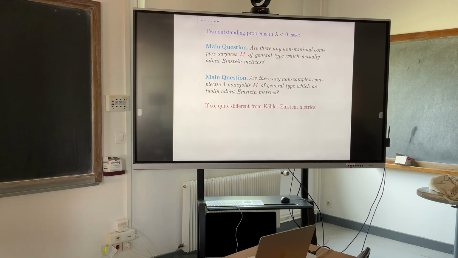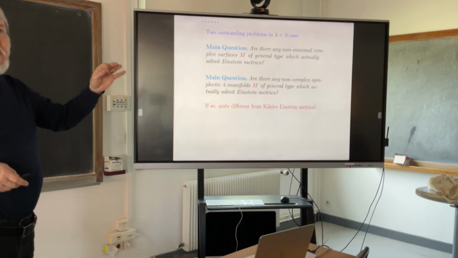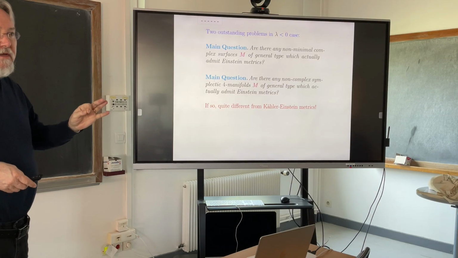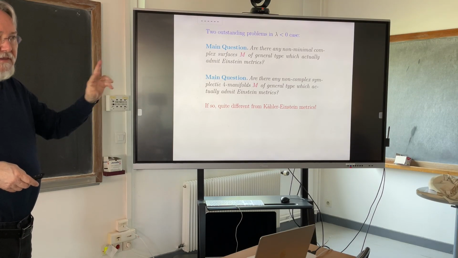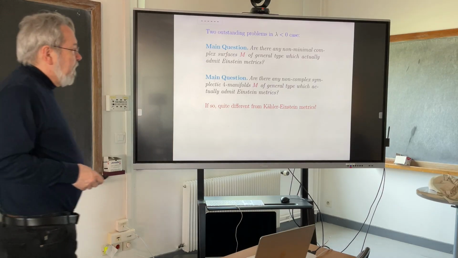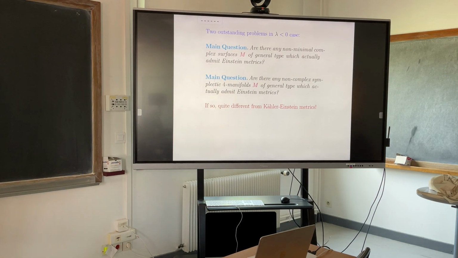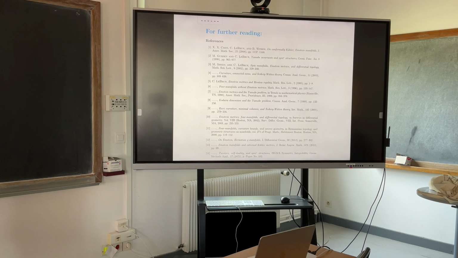So I've already told you what the answer is. If you weaken the condition to simply require the metric to be Hermitian rather than Kähler, you almost get the same answer. There are two exceptions. You get two Einstein metrics of general holonomy, which are not Kähler, but they're still conformal to Kähler. All right.